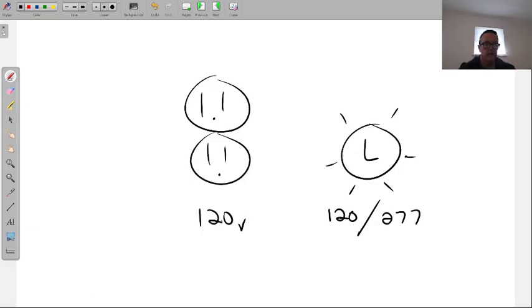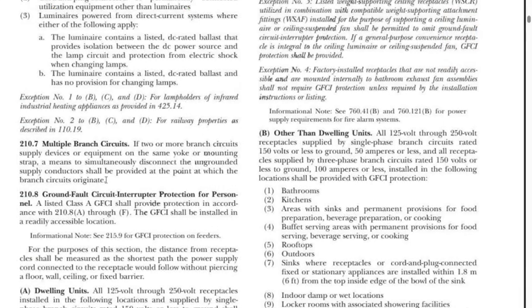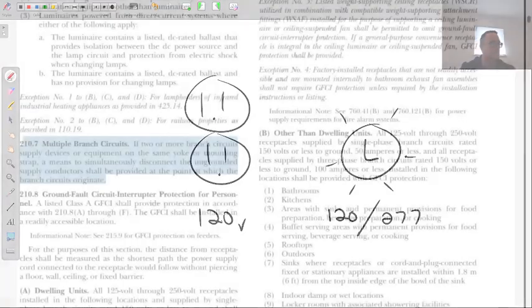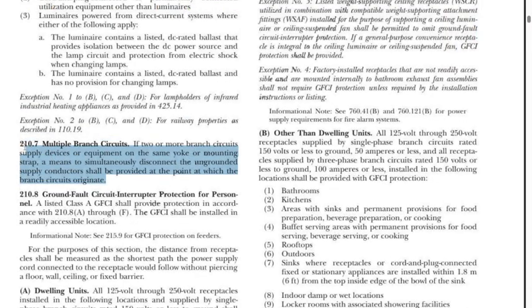Now, let's jump over to 210.7, because this is why we couldn't start at 210.7 without looking at 210.6, because 210.7 allows us to use a higher voltage at an outlet in residential. All right, this is what I say about the code book. It always does this. It'll say only this way, and then you'll read another code that says you can do it another way. This is where, again, this is a law book and it gets confusing.